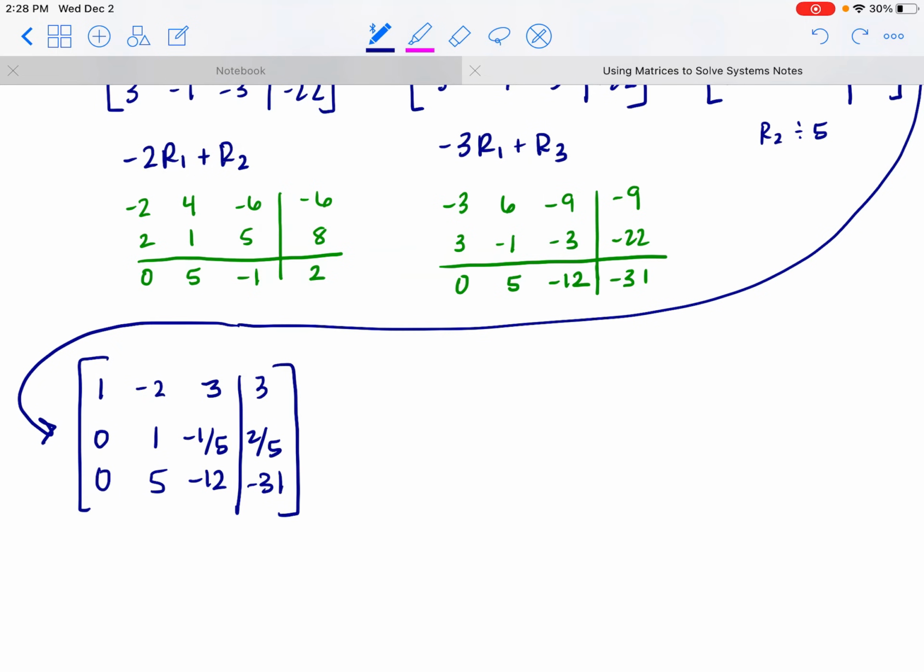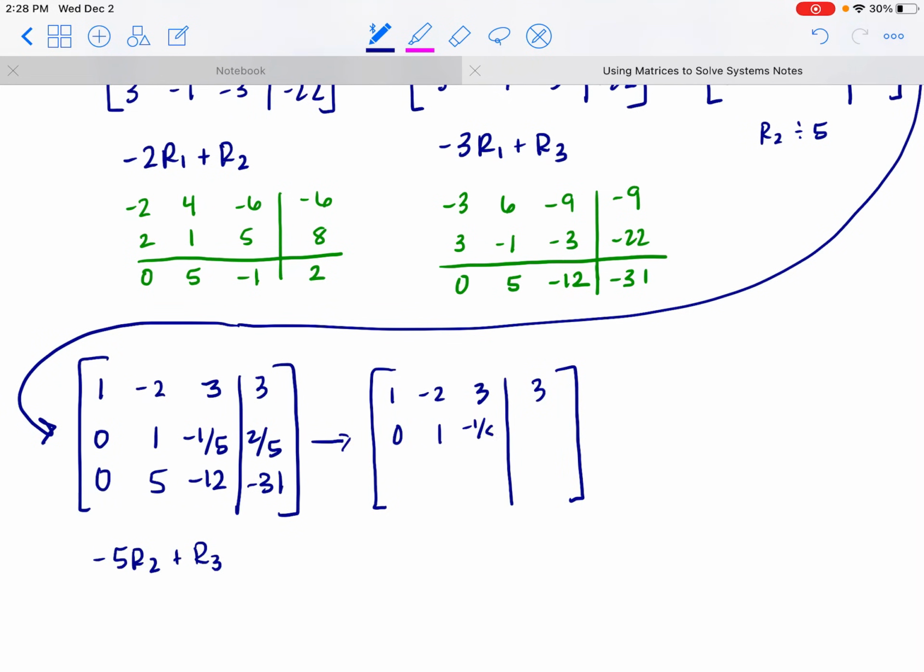If I do negative 5 times row 2 and add it to row 3, then that negative 5 and 5 will get me the 0 here, and it won't mess up the zeros that I have already established in column 1. Okay? So negative 5 times row 2 plus row 3 does not change row 1 or row 2. It's just giving me a new row 3. So I'm going to carry over my 1, negative 2, 3, and 3. And I'm going to carry over my 0, 1, negative 1/5, and 2/5.